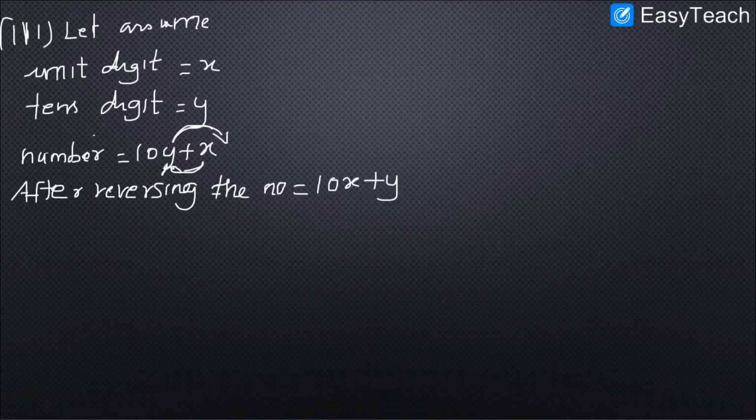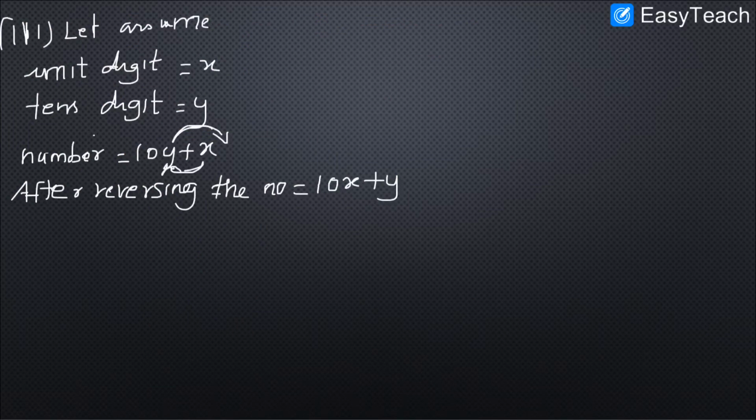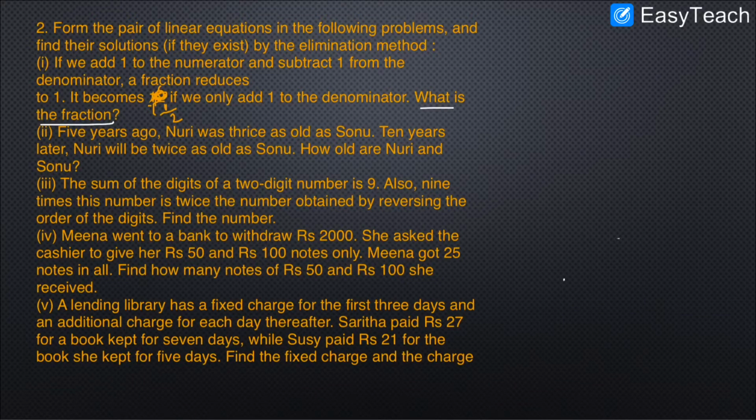So, using the variables, according to the question, the sum of the digits of a two-digit number is 9, which is very easy. The sum of the two digits is x plus y equals 9. So what is the second statement? Also, 9 times this number is twice the number obtained by reversing the order of the digits. Find the number.